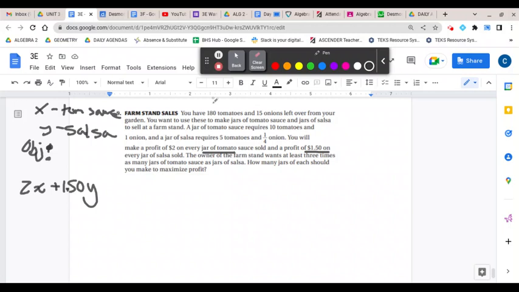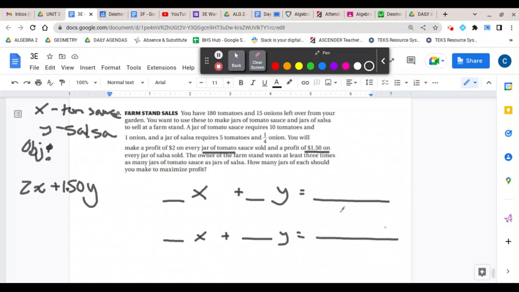Since we have tomato sauce and salsa as our 2 variables, both of our constraint functions are going to have something x plus something y, equal to, or greater than or equal to, or less than or equal to something here. So we have tomato sauce and salsa as our 2 variables, and the things that are being input are tomatoes and onions.